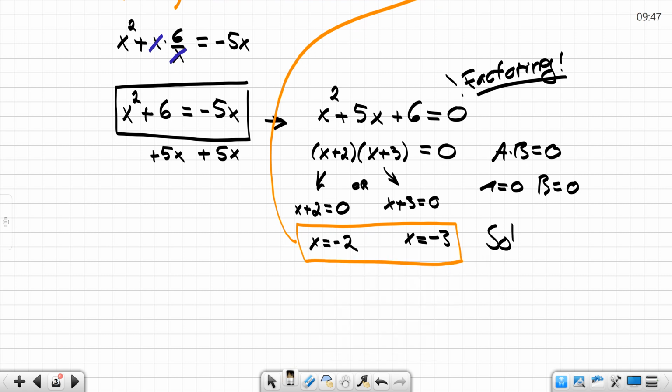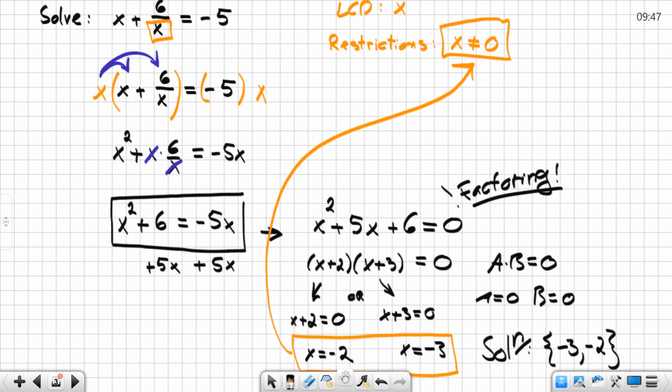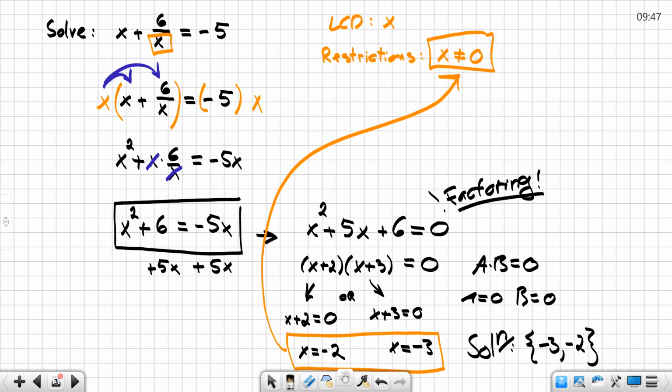So I have a solution set, and the solution set consists of the two numbers, negative 3 and negative 2. I could plug those into the original equation and it would turn it into a true statement. All right, let's do one more.